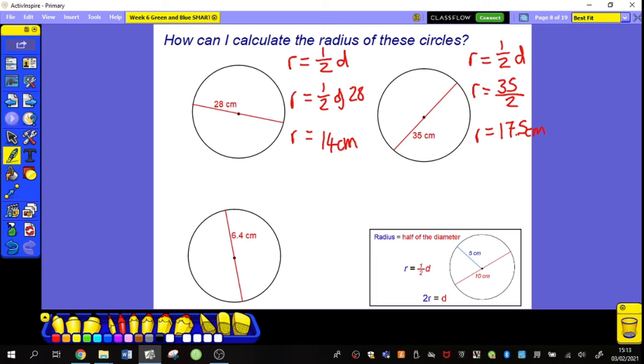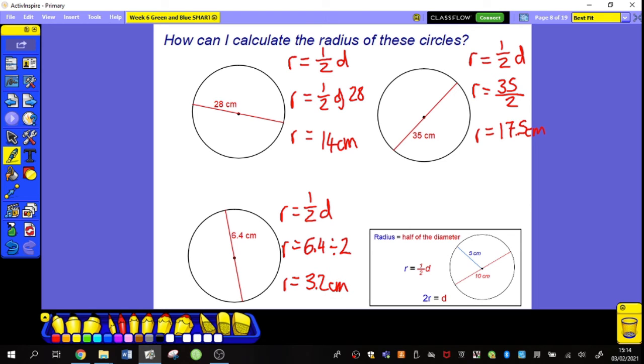Right, last one. Again, write my formula. Radius equals half diameter. So my radius equals 6.4 divided by 2. Just another way of writing it for you. So my radius must equal 3.2 centimetres there.